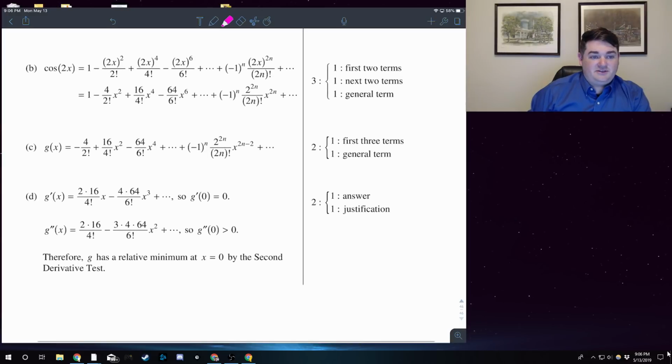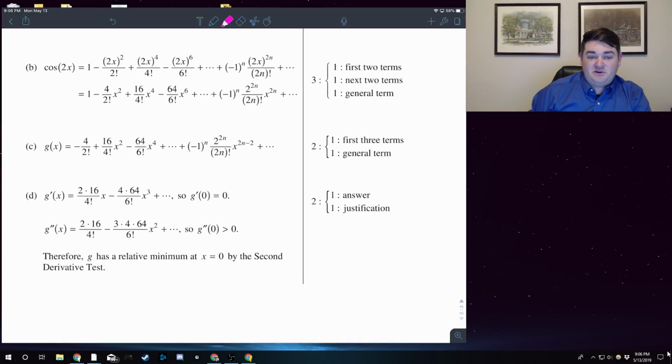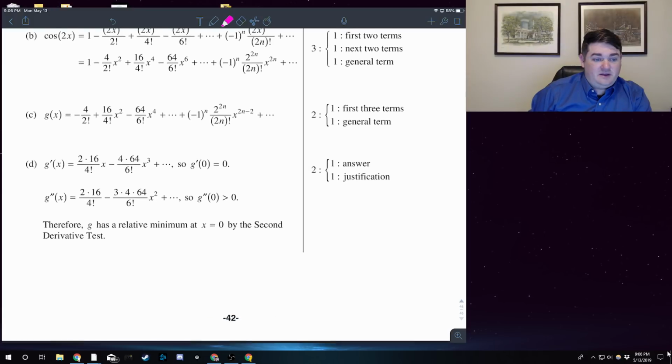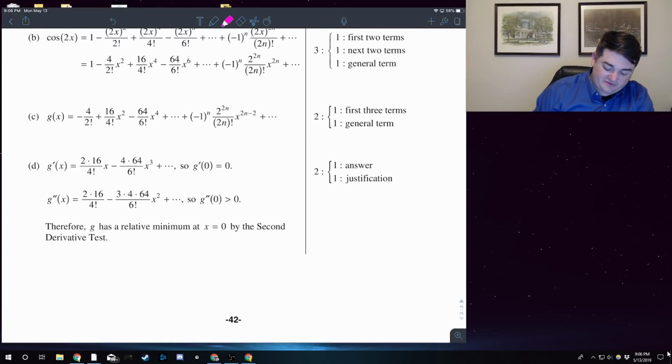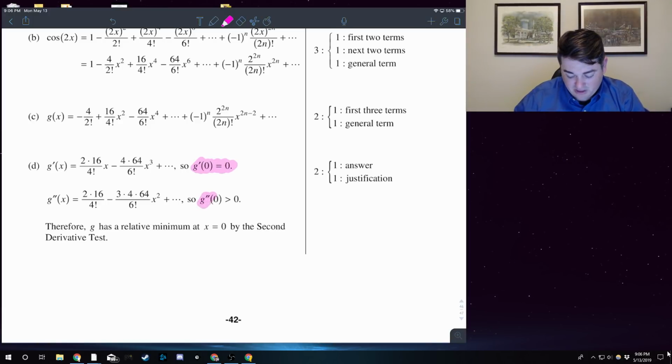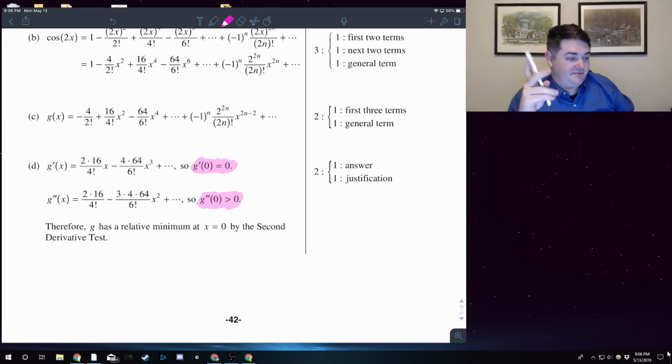Cosine 2x. Okay, they simplified, but the rules state you don't need to, so that's okay. 3 points for that. Part C, 2 points for that. And then D, so what they're doing is they're taking the derivative, G prime, showing that G prime of 0 is 0, and then taking one more derivative and showing that G double prime is positive. So this is what we call the second derivative test.